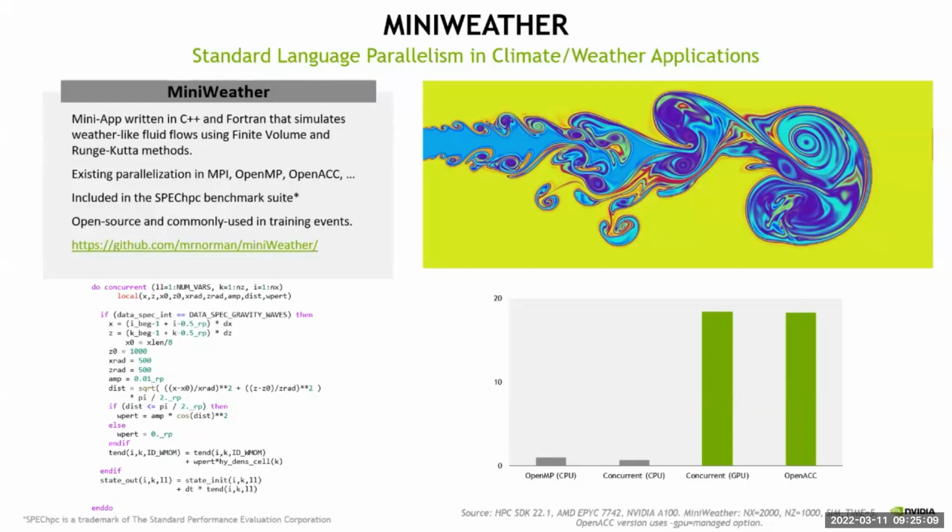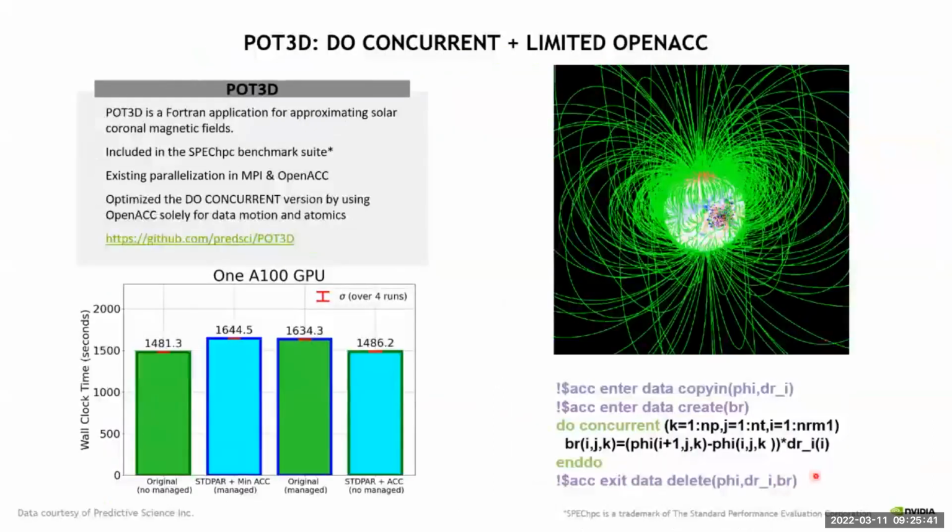You can see down below a sample from the code, and in this case, we've actually replaced 3 loop nests with 1 do concurrent, and this local clause, if you're not familiar with that, is for variables that need to be privatized to the iterations of the loop. In terms of performance, you can see that the do concurrent version runs roughly comparably to the OpenMP version across CPU cores, and roughly comparable to the OpenACC version when running on the GPU.